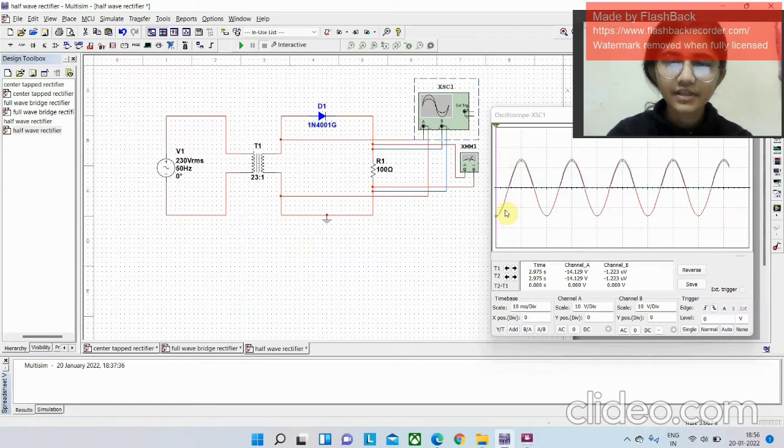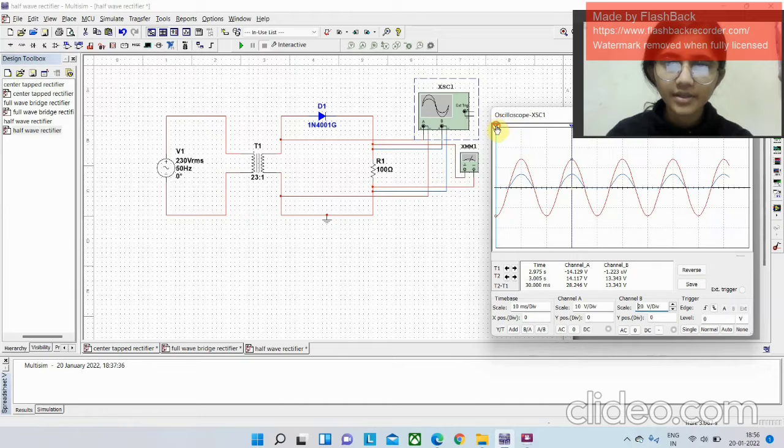Now simulating the circuit, we can see that we are getting the red waveforms which are in the sinusoidal form, and also we are getting the blue waveforms. Now you can see that the blue waveforms are not showing the negative part of the cycle, meaning that half wave rectifier has cut down the negative part of the cycle.